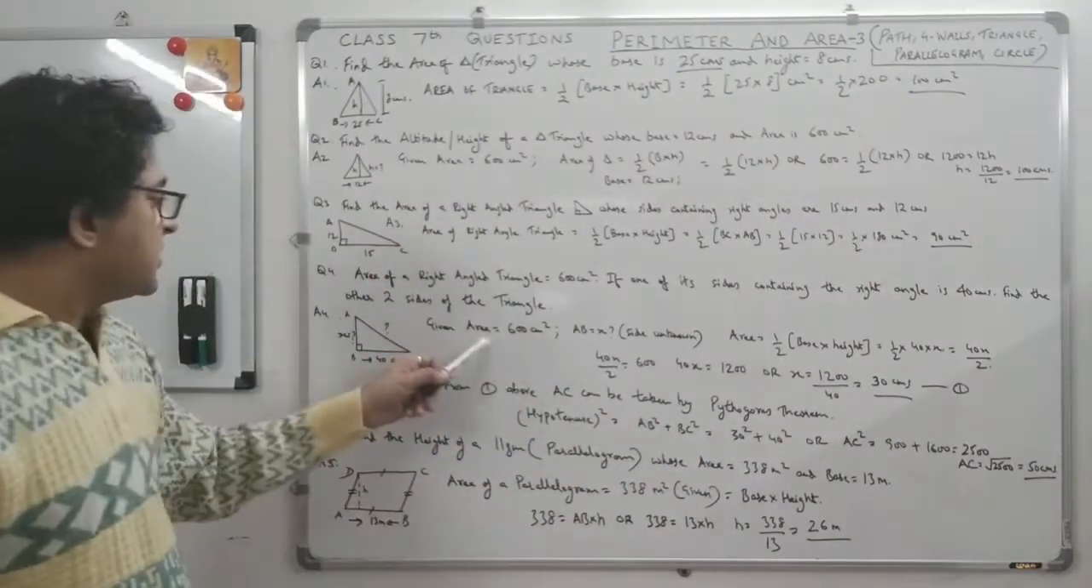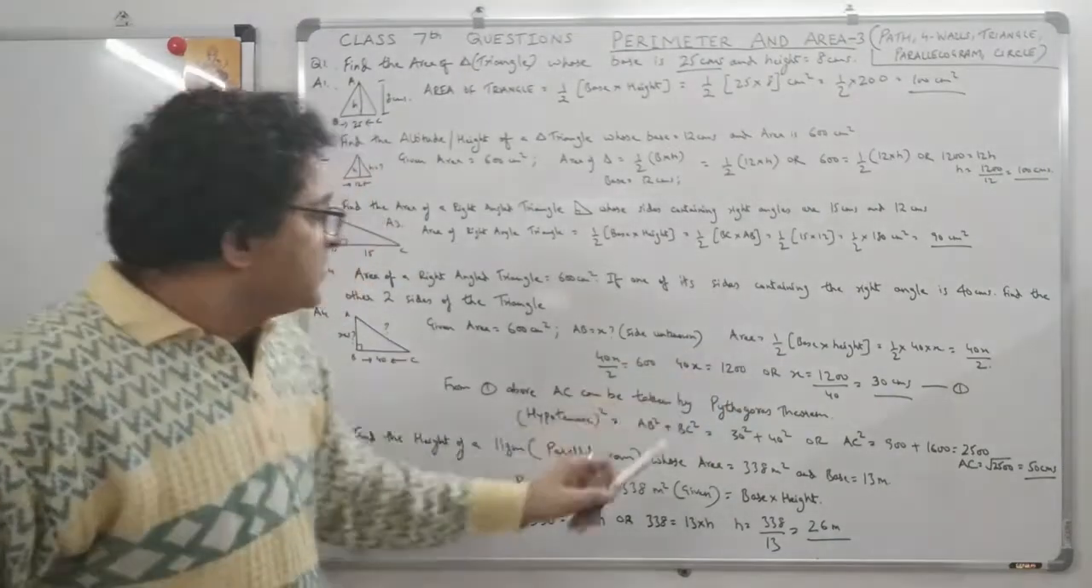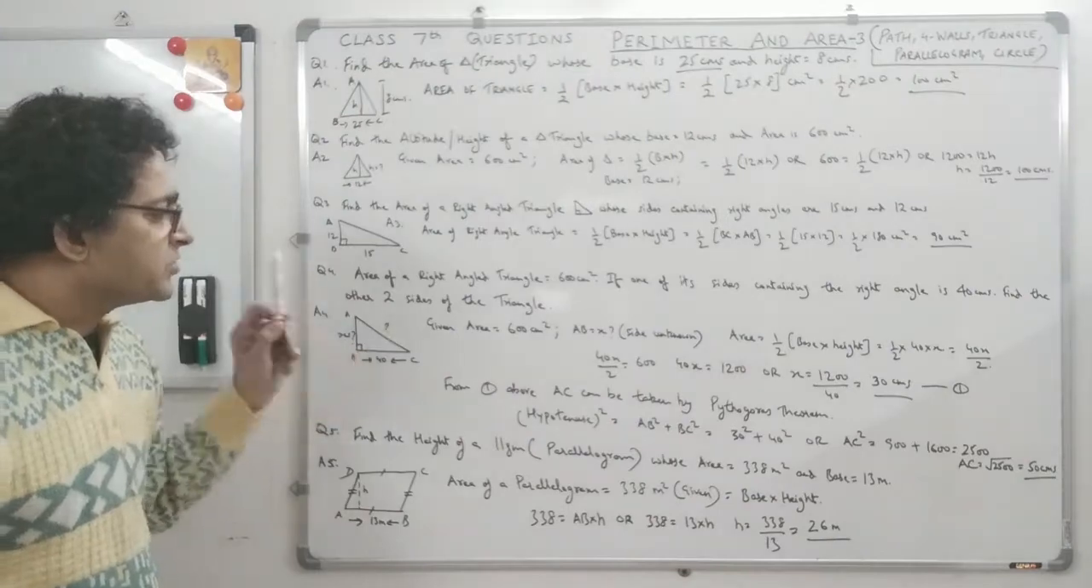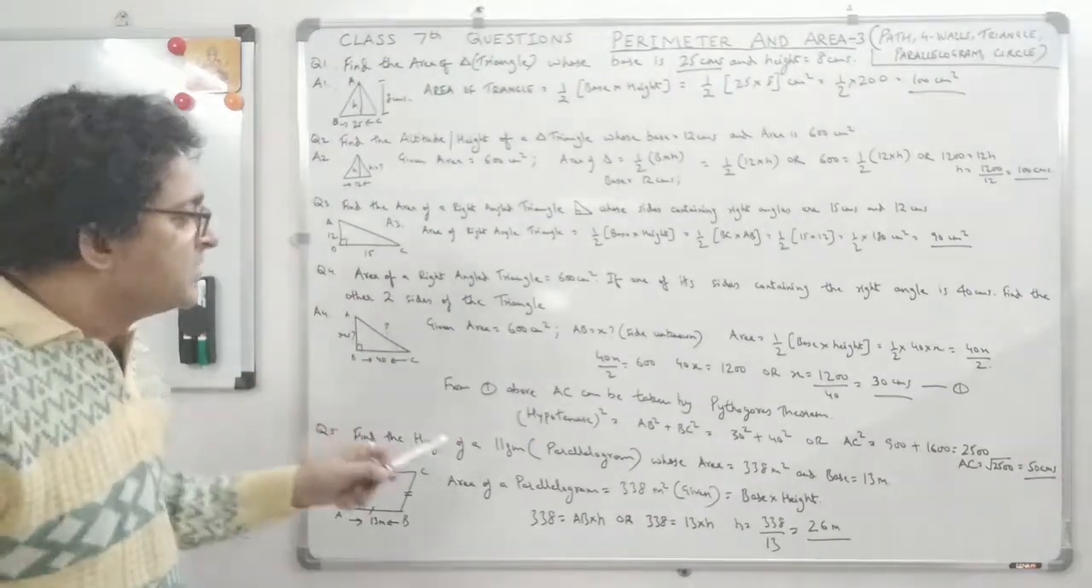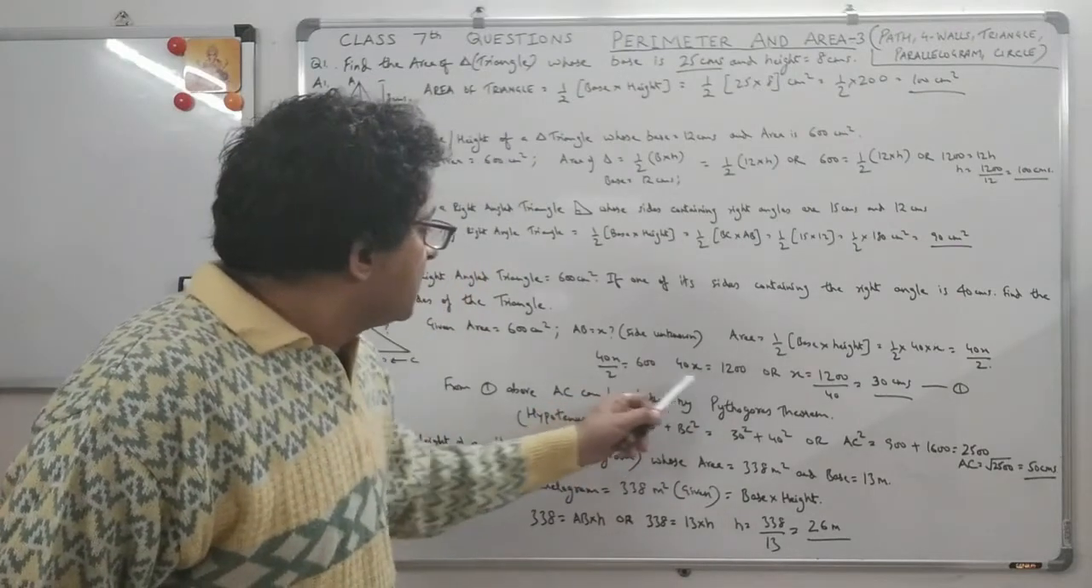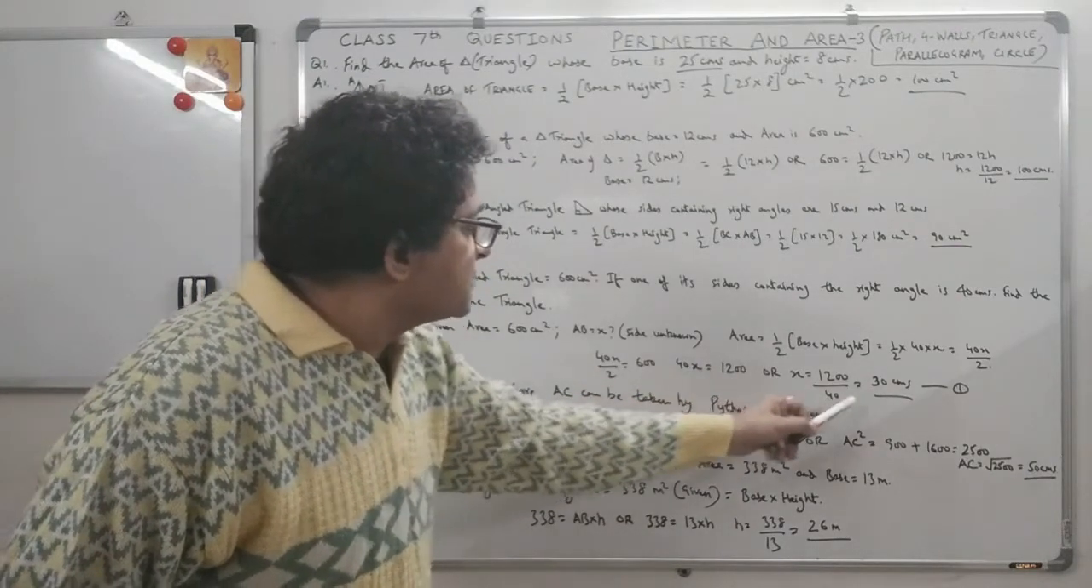This is given to you, area, and this is half base into height. So we are just replacing the values, and we have taken x as the other side, and this is the hypotenuse. These two sides have to be calculated. So 40x is equal to 1200, x is equal to 1200 by 40, which is 30. So x is 30.